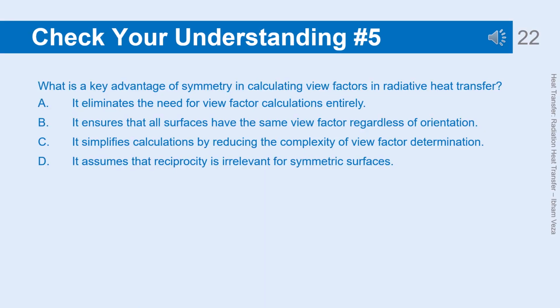Correct answer: C. It simplifies calculations by reducing the complexity of view factor determination. Explanation of incorrect options. A. It eliminates the need for view factor calculations entirely. This is incorrect because view factors must still be calculated, but symmetry simplifies the process rather than eliminating it.